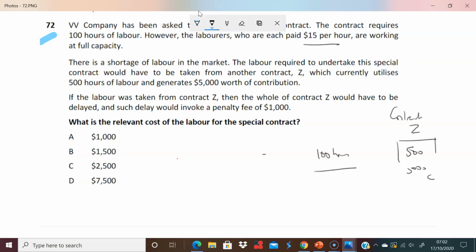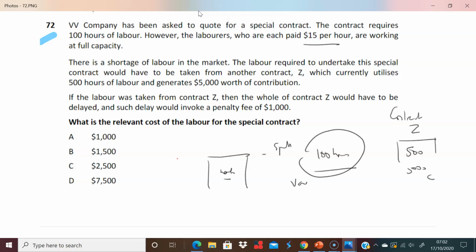So we have our work going on as usual, but we want these workers to come out of what they're doing and do this special contract. We're paying them per hour, so it's a variable cost. It's not a fixed cost. They don't get a salary, so we will have to pay them for the time to do this new special contract. So that's £15 an hour times the 100 hours, and that's £1,500.